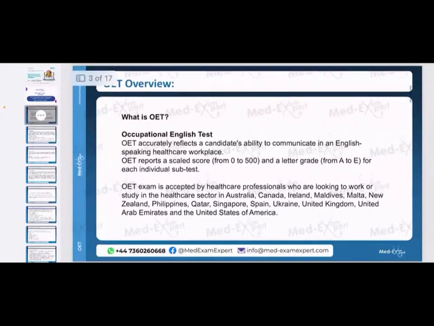So let's start with the very basic thing: what is OET? I know that you all must be knowing about this as well. OET is the Occupational English Test, and OET accurately reflects a candidate's ability to communicate in an English-speaking healthcare workplace. So that's why this exam is needed. I'm just going through the basic overview of this exam for those aspirants who are new to this, who don't know what this exam stands for and what is the purpose of this exam.